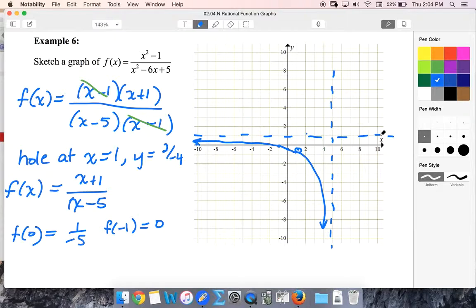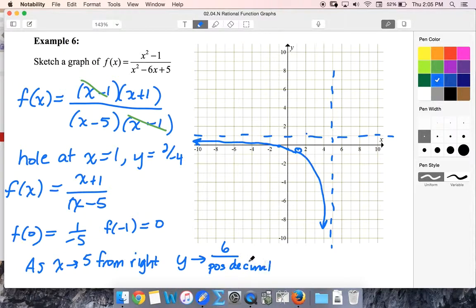I have a guess that my graph is going to look this way, but let's just go ahead and think about what's happening. So as x is getting closer to 5 coming from the right side, let's think about what's happening to the y values. Well, as I'm getting closer to 5, the numerator is getting closer to 6, and the denominator, I'm coming from the right side, so I'm thinking of like 5.1 or 5.01, 5.001. And when I subtract 5 from that, I'm going to get a positive decimal.